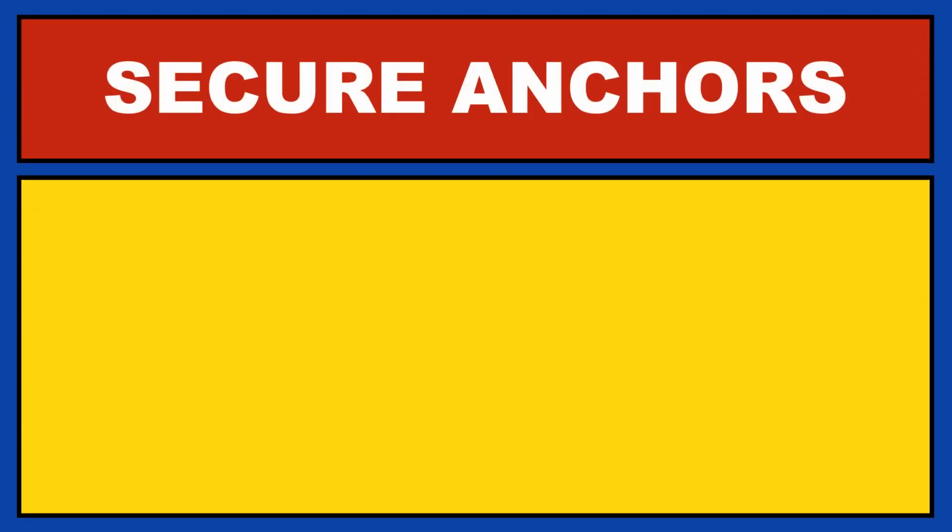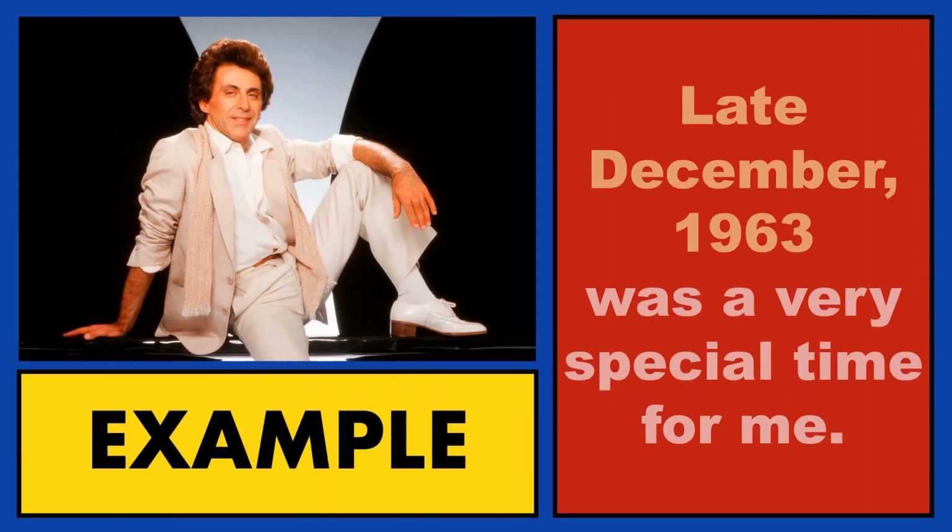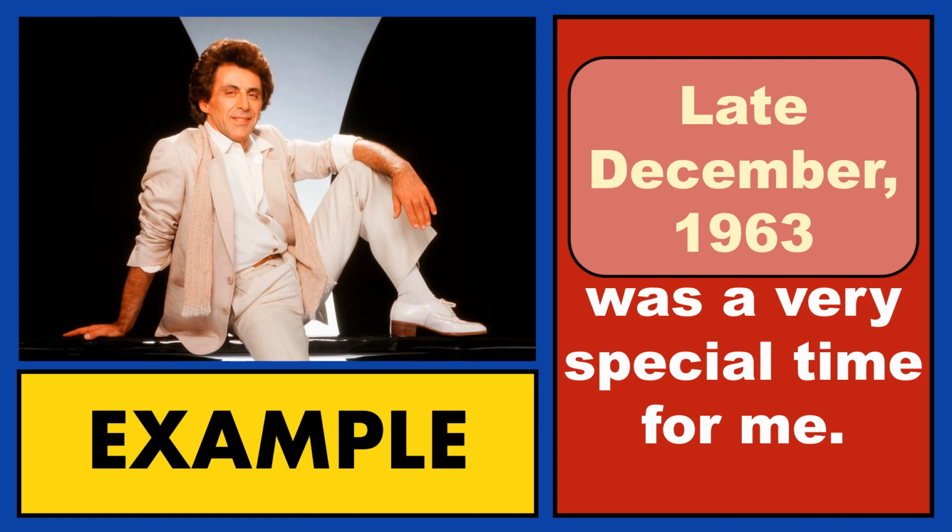Secure anchors, specifically, are temporal anchors that refer to specific dates and times. Example: "Late December 1963 was a very special time for me." We see here very specifically late December 1963. This is a date that exists outside of the work, but the reader is very clear as to exactly when it took place.